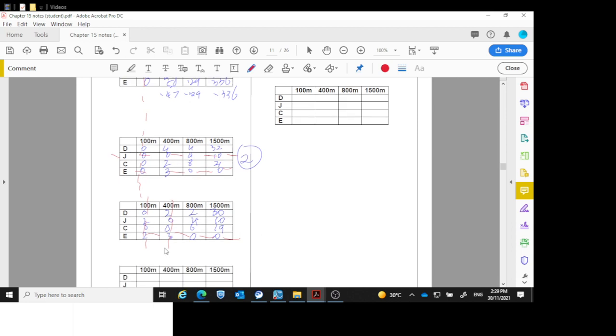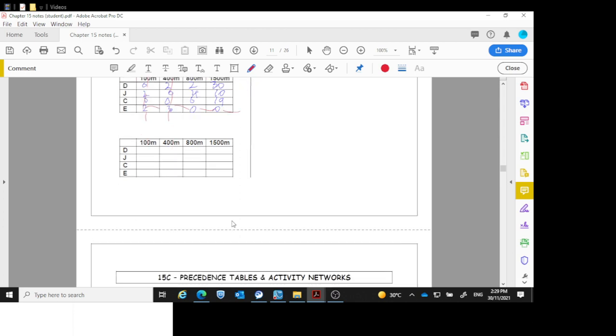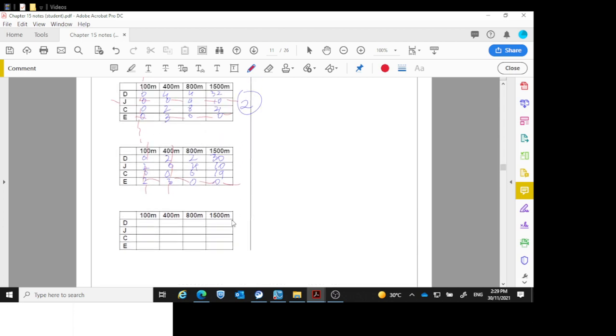I don't think I've made a mistake anywhere there. And we keep going. So now 2 is the smallest one. This stays as 0, only one line. That stays as 2, that stays as 0. This one goes to 4. This one stays as 0.